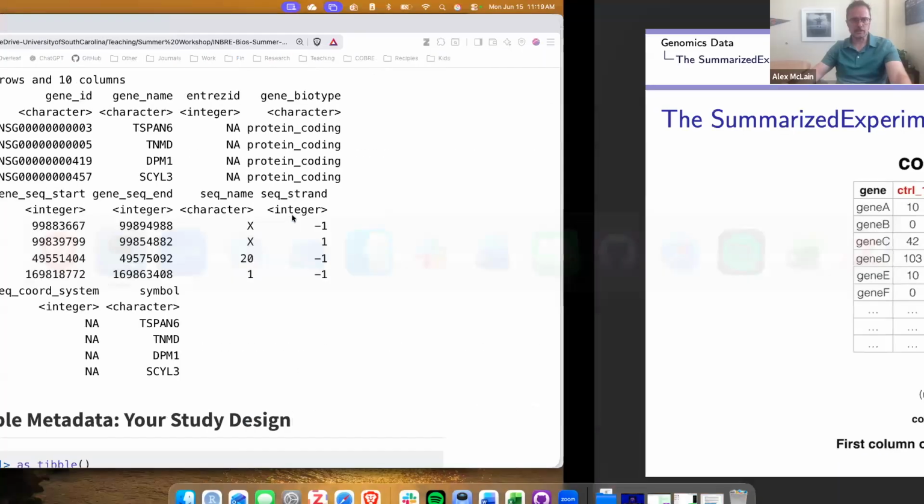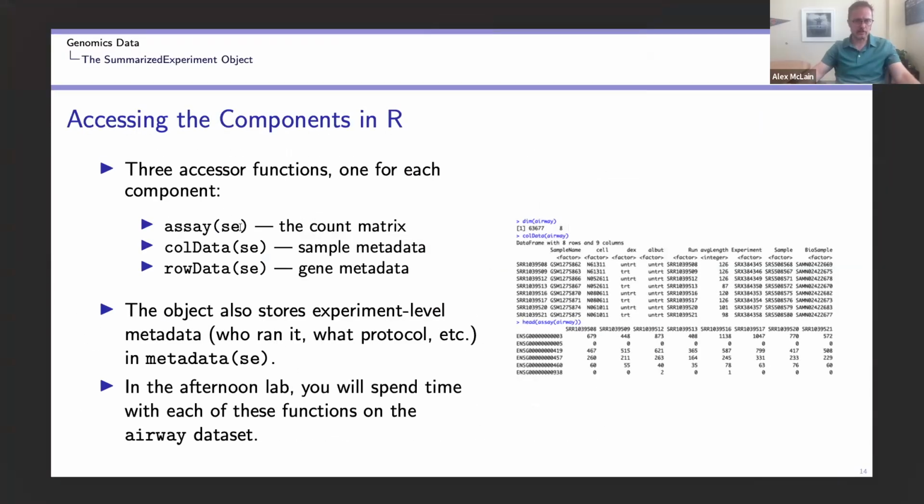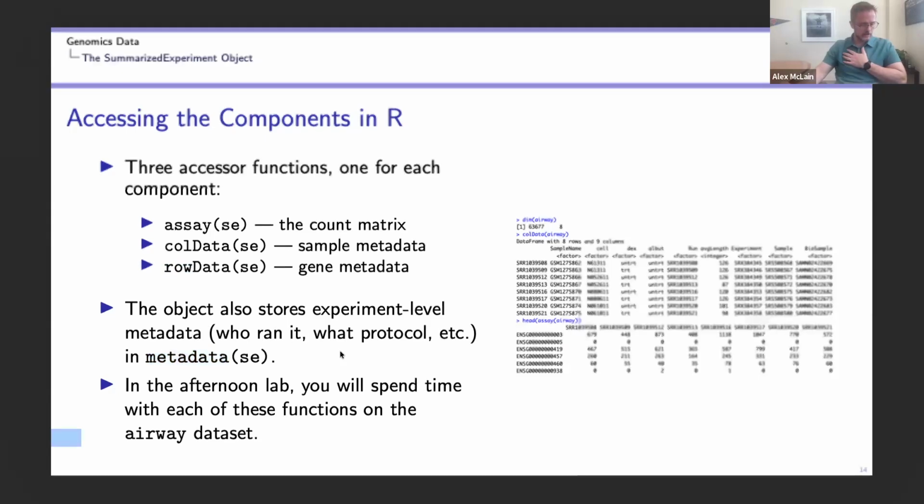So how we access these in R is we use the assay function, whatever our experiment is called, colData and rowData. Now this doesn't work for every single experiment that has data in R, but this is a common format that is used, particularly with the data sets that you get from Bioconductor and some of the other places to get them that we'll talk about in a little bit. There's also a metadata function that we won't go over. This stores experiment level metadata: who ran it, what was the protocol, and so on and so forth. And we'll dive into these more when we get into the afternoon lab.